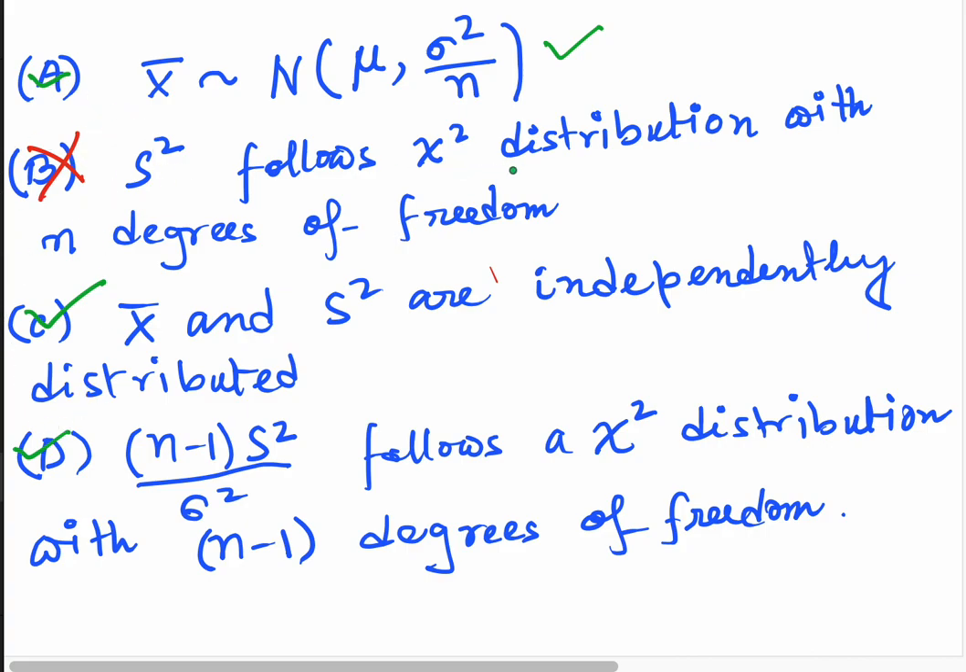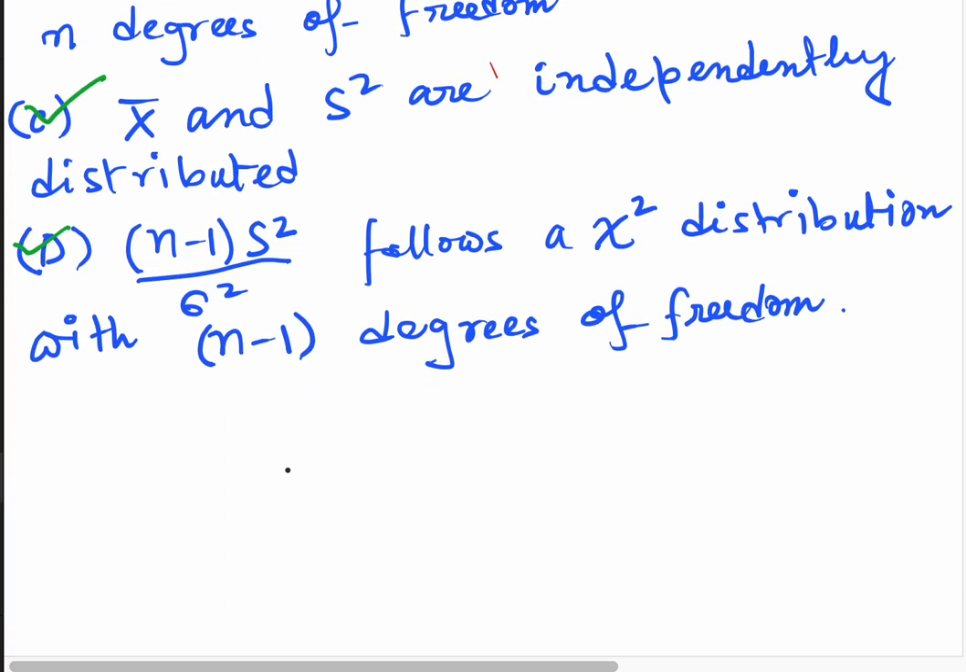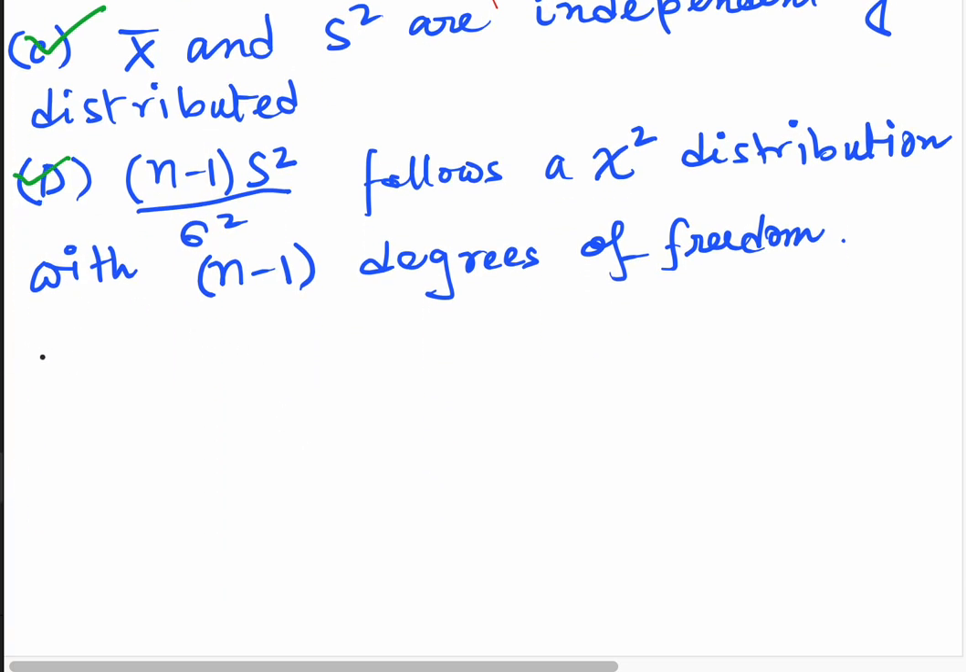S square obviously follows a chi-square distribution, as you see in option D, but it follows a chi-square distribution with n minus 1 degrees of freedom, not n degrees of freedom. So that is not true. So that is the first question. Now let us move toward the second question. Question number 2.